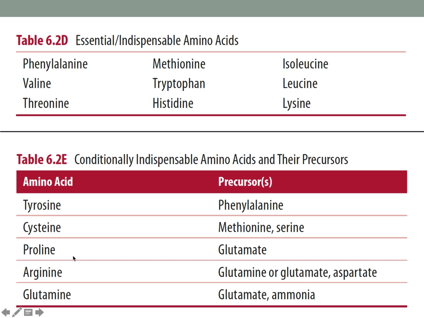Down here, we have our conditionally indispensable amino acids and their precursors. So phenylalanine is the precursor to tyrosine. Methionine and serine are the precursors to cysteine. Glutamate is the precursor to proline. Glutamine, glutamate, or aspartate are precursors to arginine. And glutamate or ammonia are precursors to glutamine.